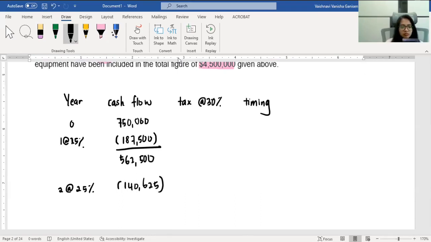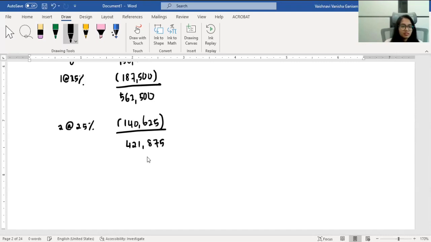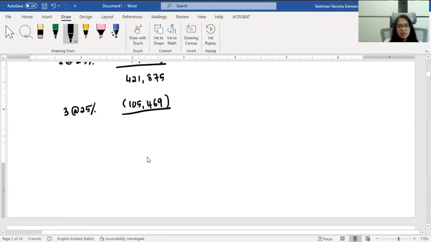140,625. So the value that you get would be 421,875. Year 3, again, you will depreciate it. 105,469. Your net book value is 316,406.